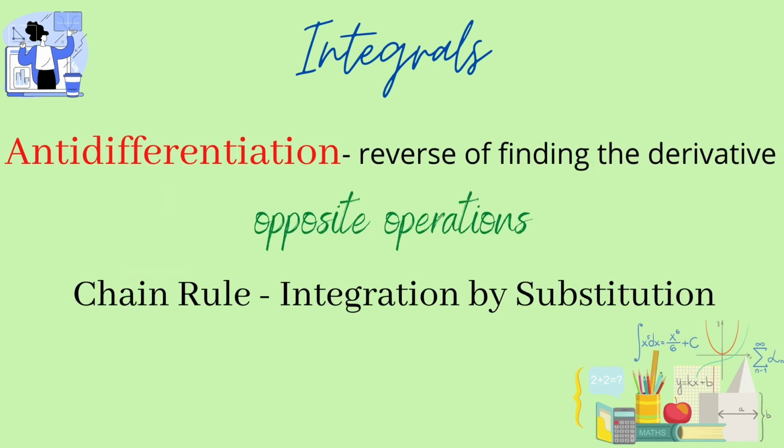Wrapping up, antidifferentiation is the reverse of finding the derivative. Hence, we apply opposite operations in finding the antiderivative. In the examples that we discussed, they involved the chain rule, and this required the integration by substitution to find the antiderivative.